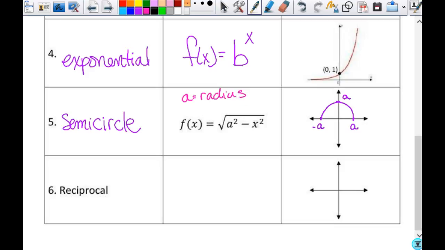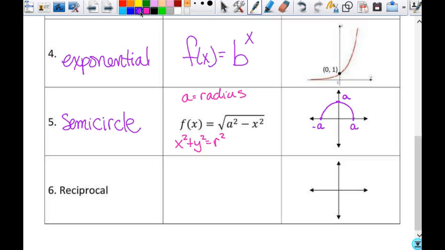Right? Because this is x squared plus y squared equals r squared for the circle. That's not the semicircle, that's the circle. But when we solve for y, then we subtract x squared over this right here is just r squared. That's all it is. So a is the radius, whatever that is.